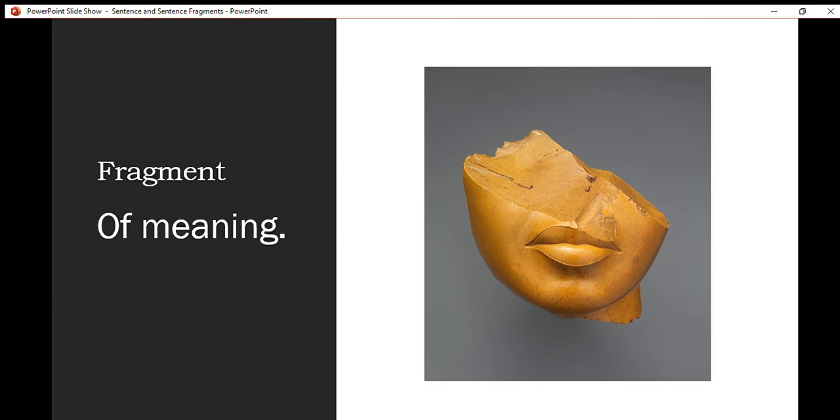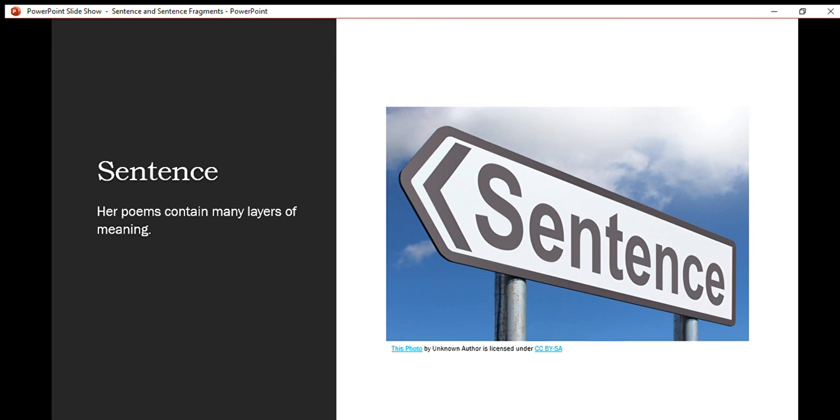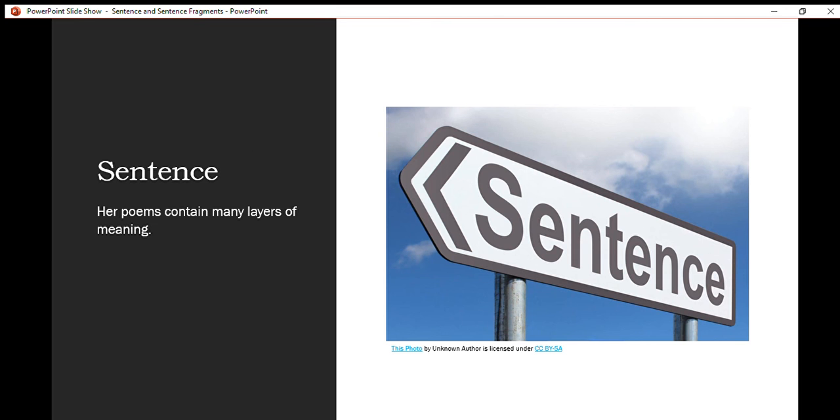Let's look at another fragment of meaning. The problem is that the fragment lacks both a subject and a predicate. "Her poems contain many layers of meaning." By adding the subject and the predicate, it tells us who or what and what was done, and we have a complete thought. So that's it.